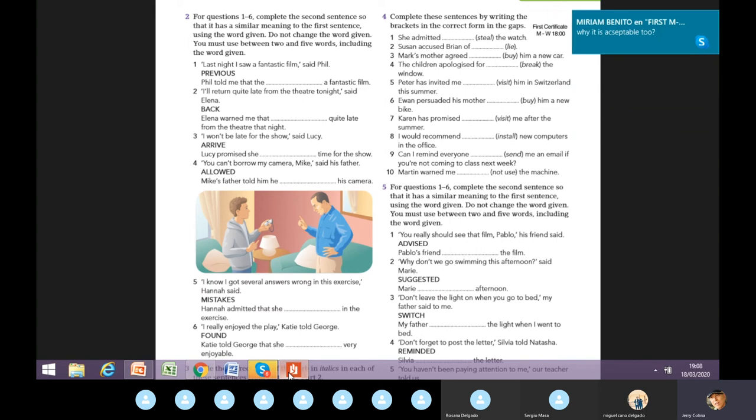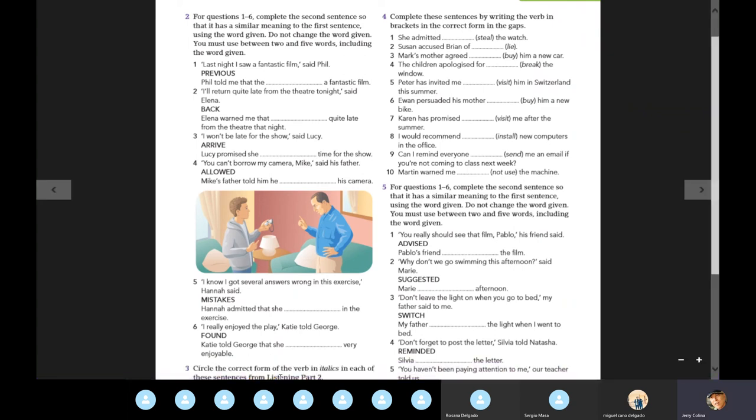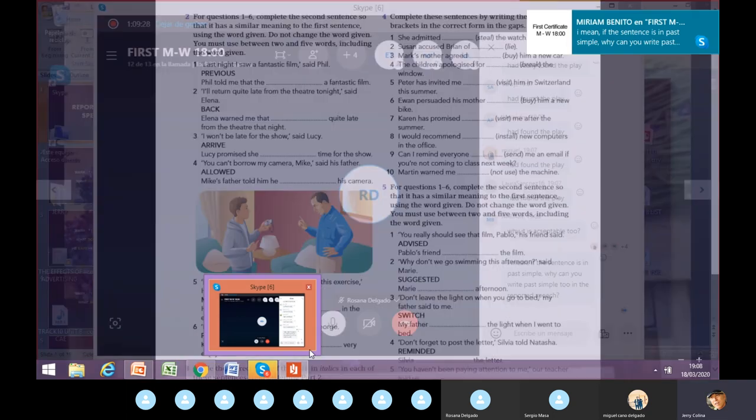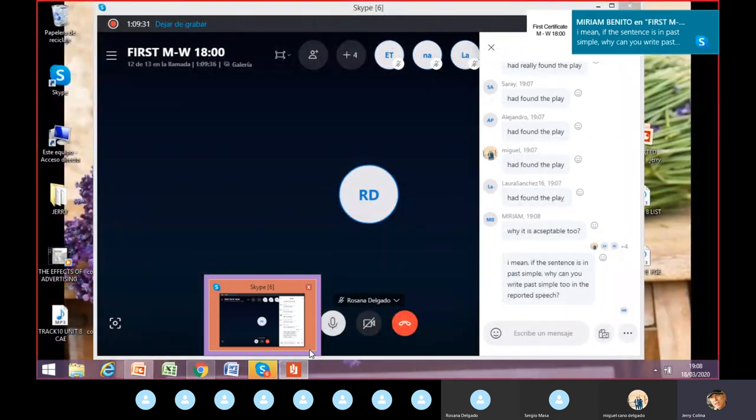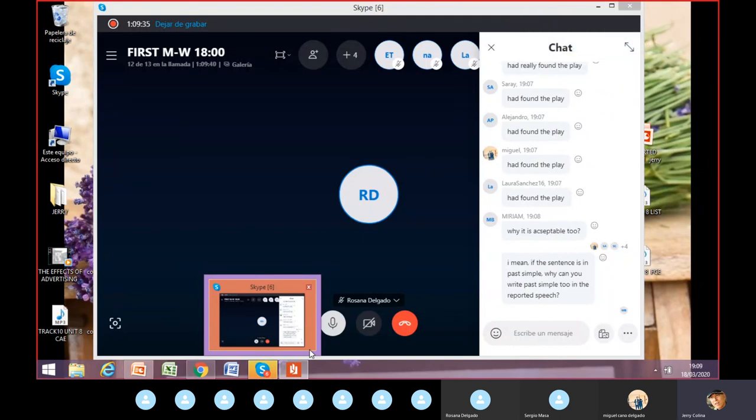Let's go to exercise number three. What is it? Miriam, can you repeat the question? Miriam, what was your question? Sorry. Miriam, talk to me. I mean, if the sentence is in past simple, why can't you write past perfect? Ah, yes, there is a reason for that.